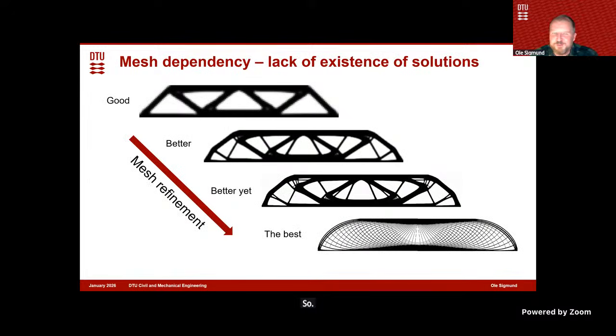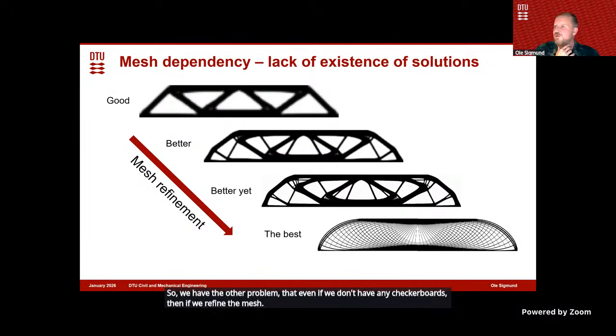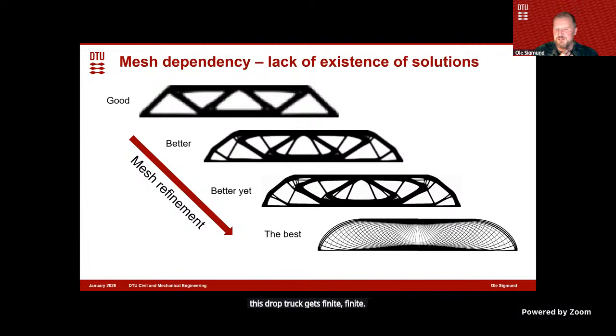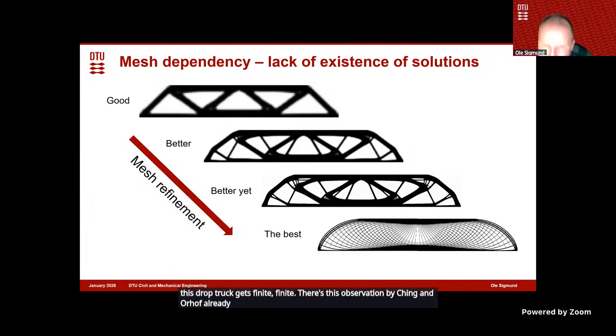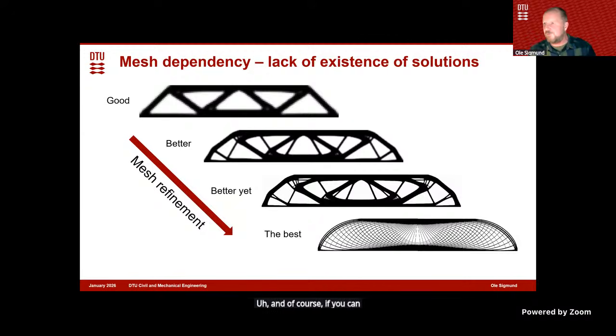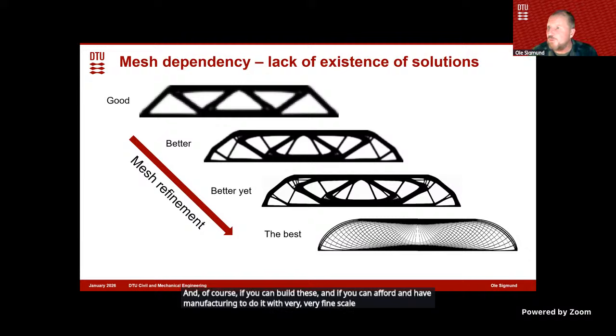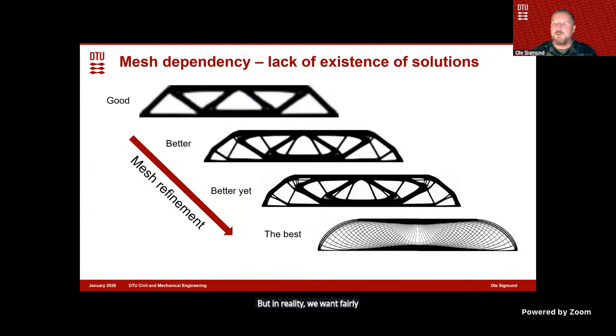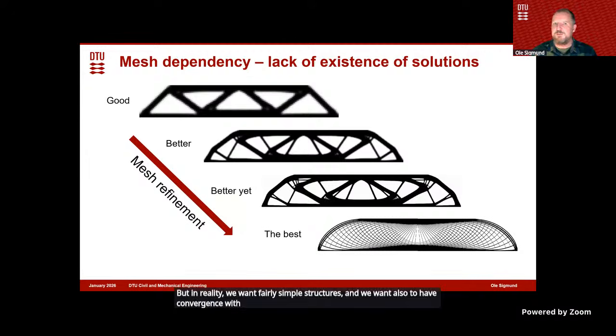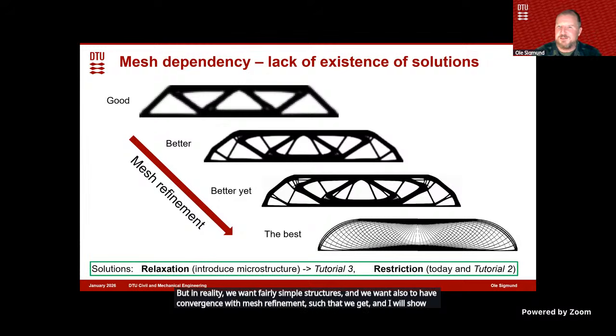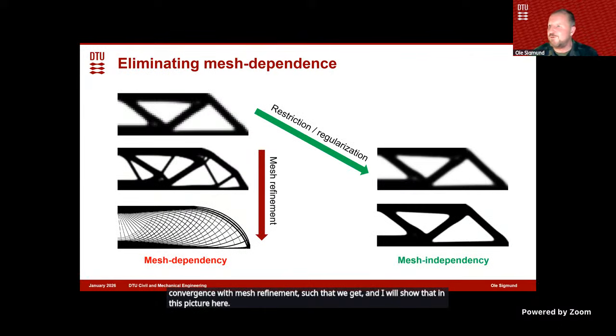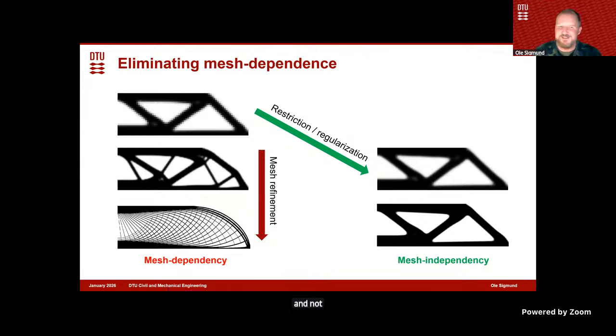So we have the other problem that even if we don't have any checkerboards, then if we refine the mesh, the structure gets finer and finer. This is an observation by Cheng and Olhoff already originally. And of course, if you can build these, and if you can afford and have manufacturing to do it with very, very fine scale, well, then that will be the best structure. But in reality, we want fairly simple structures, and we want also to have convergence with mesh refinement such that, and I will show that in this picture here, when we refine the mesh, we get a better description and a better finite element model, and not a finer topology.